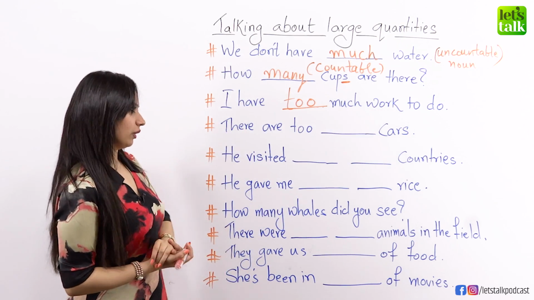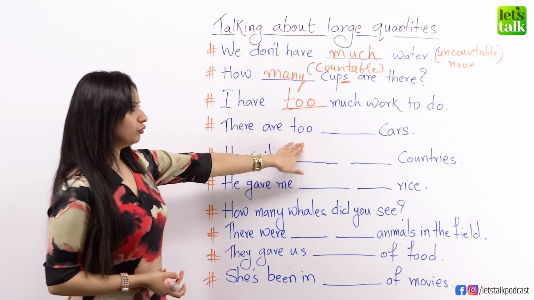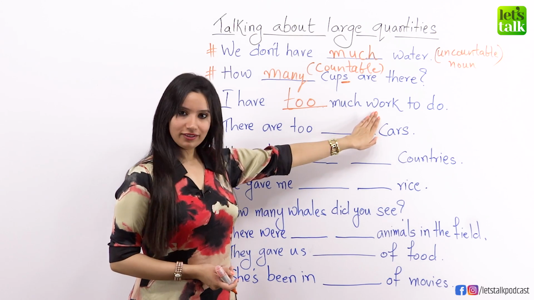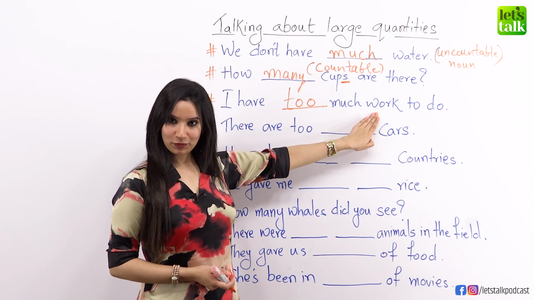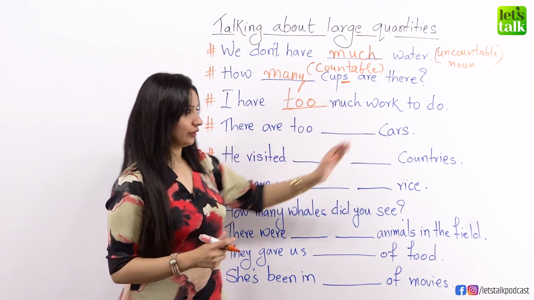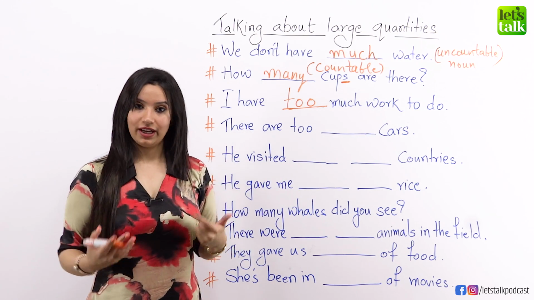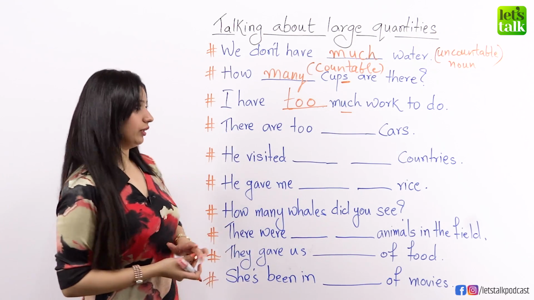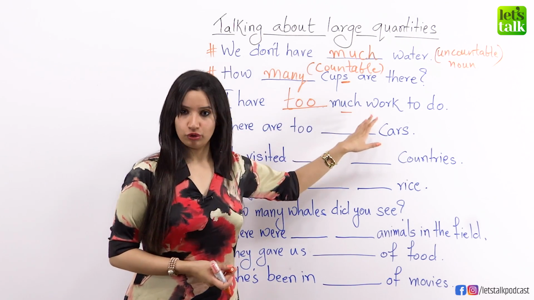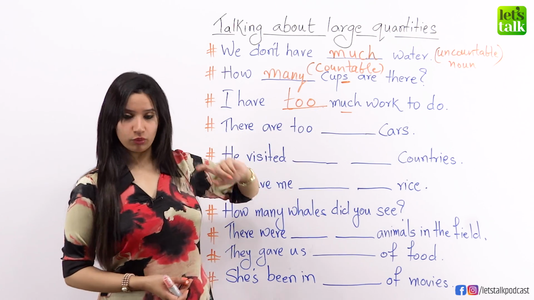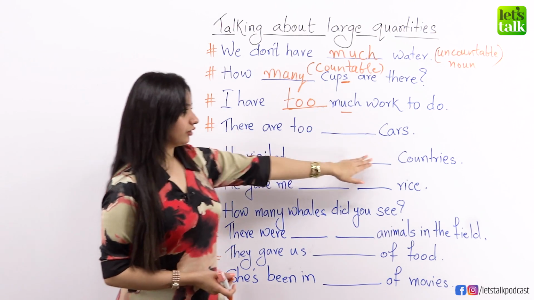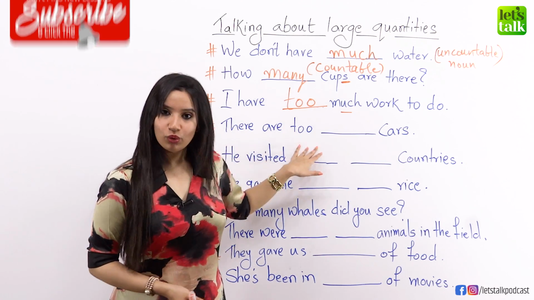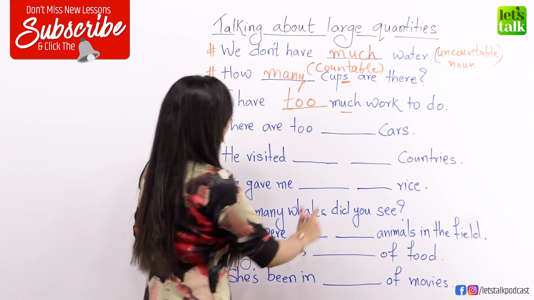Now let's look at the next one. There are 2 dash cars. Now, work is an uncountable noun or a countable noun? It's an uncountable noun because we cannot say works. I have too much works. That's why we have the word much and not many. We cannot say I have too many work to do. You will say I have too much work to do. Now the next one, cars is a countable noun, and that's why you will say there are too many cars.